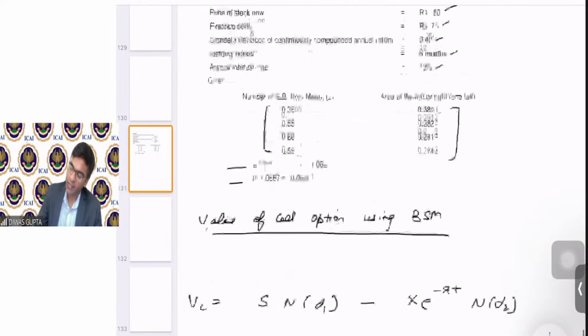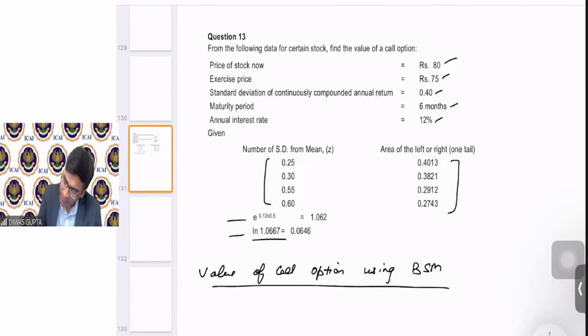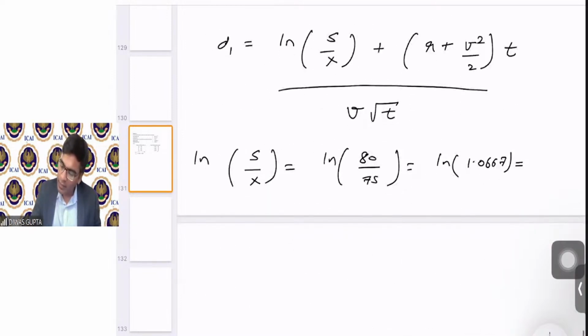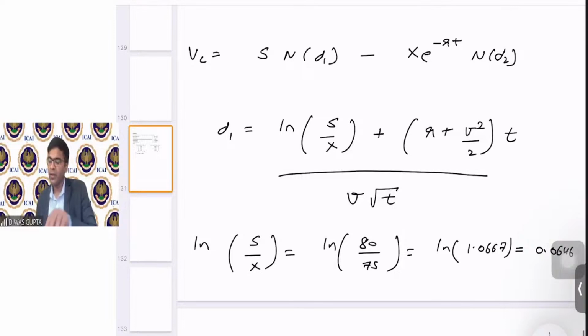Can we see what is given in the question? Natural log of 1.0667 is given. It makes your life very easy, students. Is it okay? Tell me, is your understanding of natural log needed in this? No, right? You just need natural log of 1.0667, and that is what is given to you in the question. You just make use of it. Simple. 0.0646. Okay. Till now, clear?